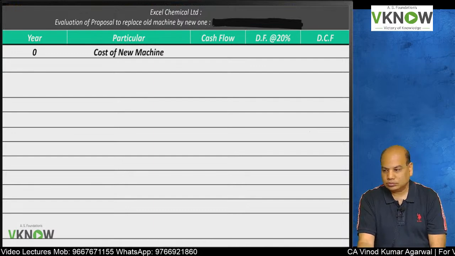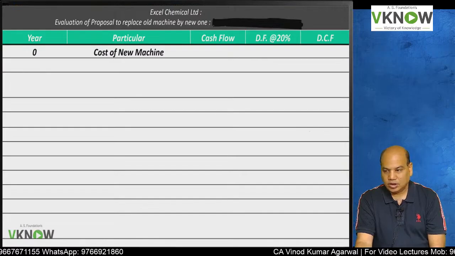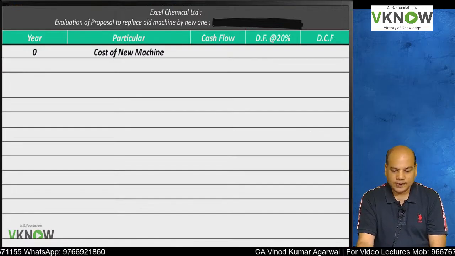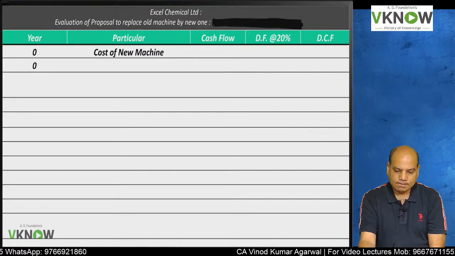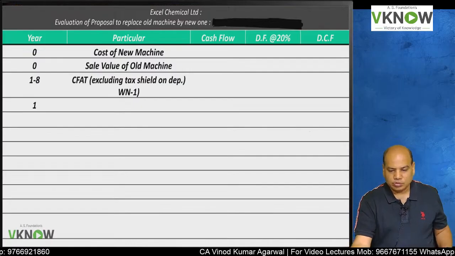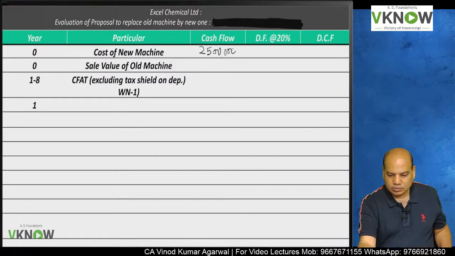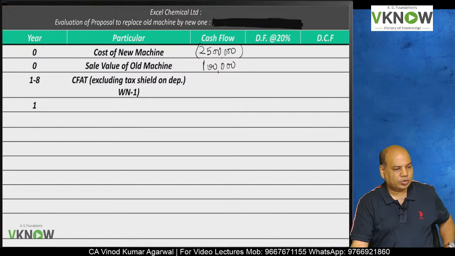Year 0, cost of the new machine. How much is the cost of the new machine? 25 lakh. So write down 25 lakh. Sale value of old machine 1 lakh.